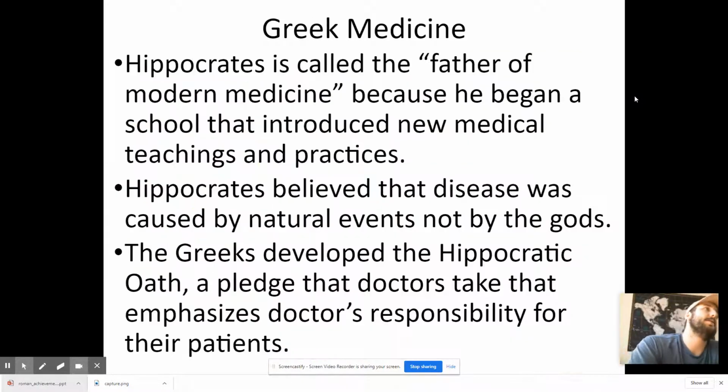The last Greek achievement that has impacted the modern world is their medicine. Hippocrates is called the father of modern medicine because he began a school that introduced new medical teachings and practices. Hippocrates believed that disease was caused by natural events, not by the gods, which was a big deal at this time because the Greeks were polytheistic. The Greeks developed the Hippocratic Oath, a pledge that doctors take that emphasizes their responsibility for their patients, and they still take the Hippocratic Oath to this day.